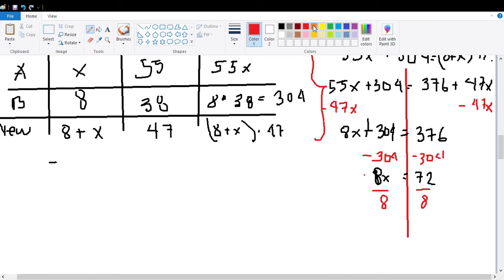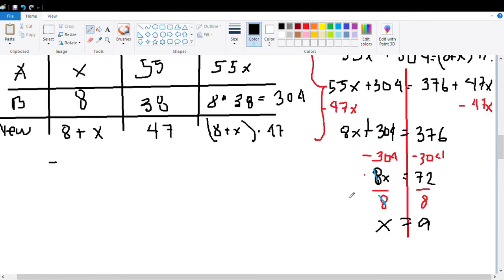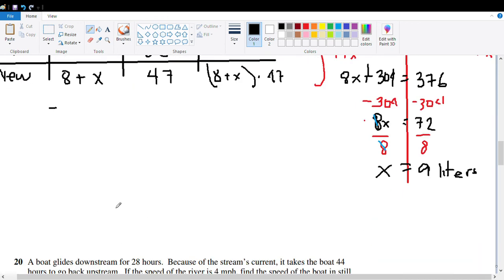And now simplify. The 8 cancels out. You're left with x is equal to 72 divided by 8, which is 9. So that means x is equal to 9. What kind of 9 is it? It's going to be liters. So that's basically how you do number 19.